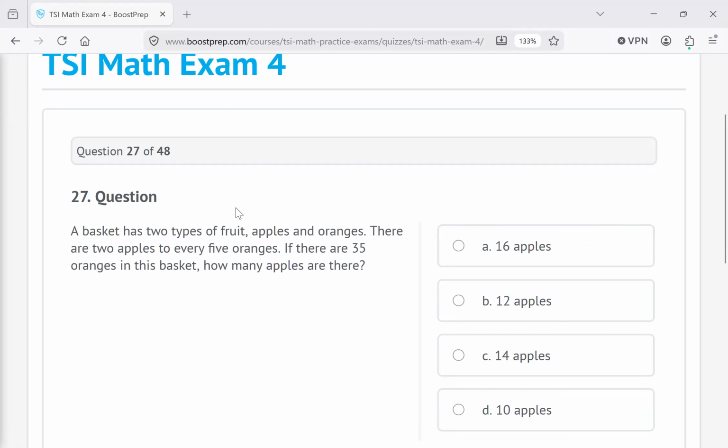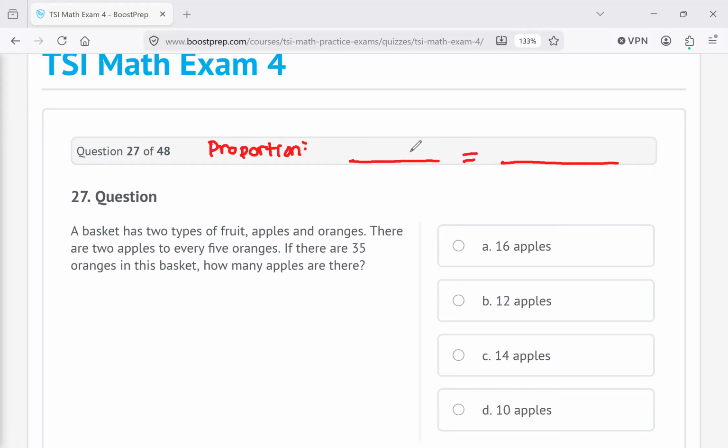Question 27 says, a basket has two types of fruits, apples and oranges. There are two apples for every five oranges. If there are 35 oranges in the basket, how many apples are there? So just reading this, I know it's a proportional problem. So we will set up a proportion like this.